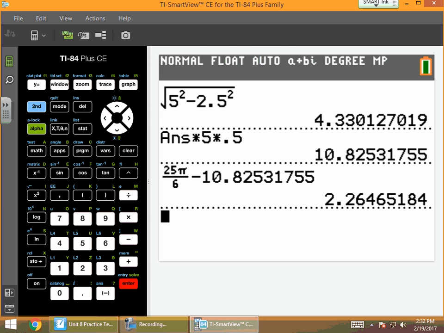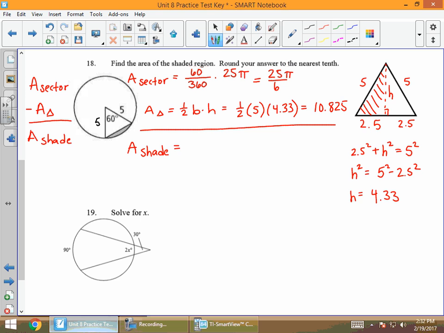And it wants me to round it to a single decimal point, I believe, round to the nearest tenth. So this answer rounded is 2.3 units long. Actually, it's 2.3 square units. That is an area, so that is 2.3 square units.